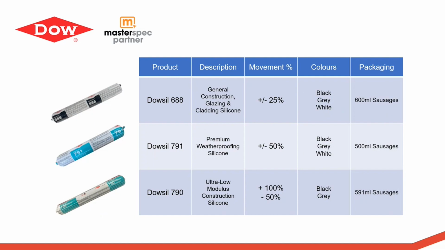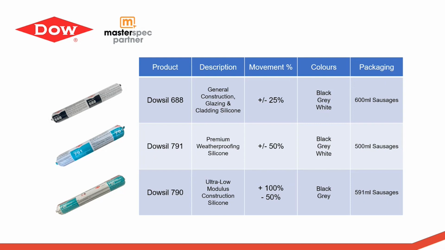The next level down, we've got some of our Dow weather sealing silicones. So you've got Dowsil 688, which is a good workhorse when it comes to general construction glazing weather sealing applications. Dowsil 791, which is a premium weatherproofing silicone, that higher movement capability of 50% being the key difference.